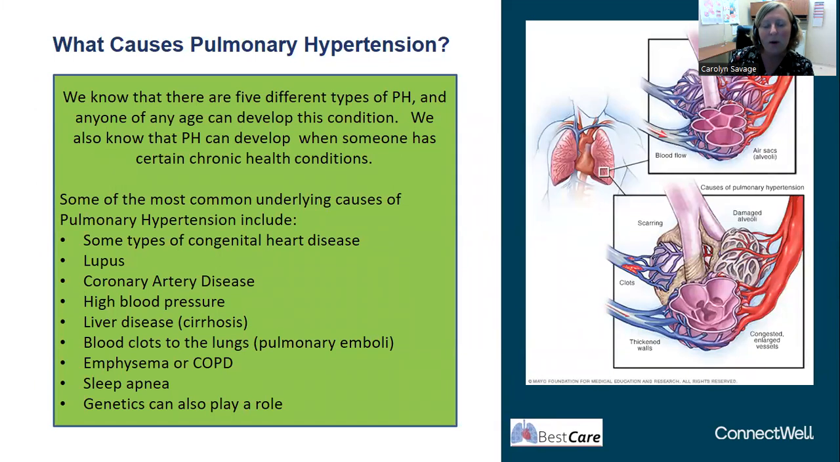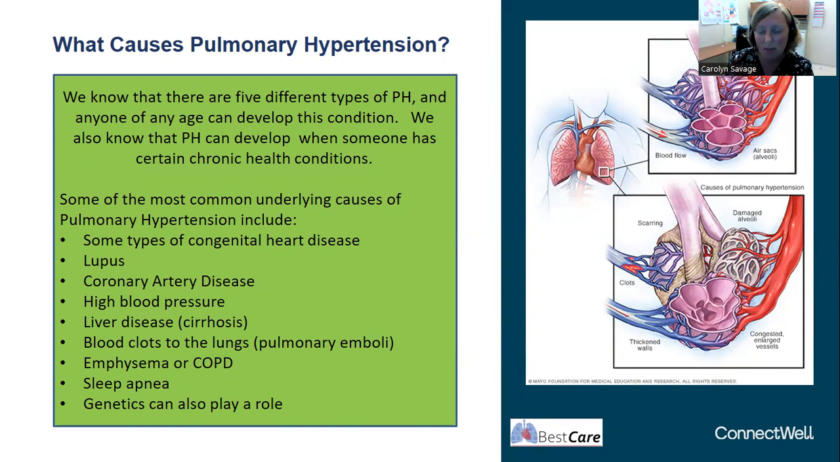So the causes of pulmonary hypertension can be many. We know that there are 5 different types of pulmonary hypertension, and anyone of any age can develop this condition. We also know that pulmonary hypertension can develop or is more likely to develop when somebody has a chronic health condition of some kind.